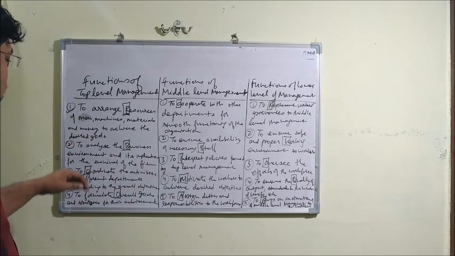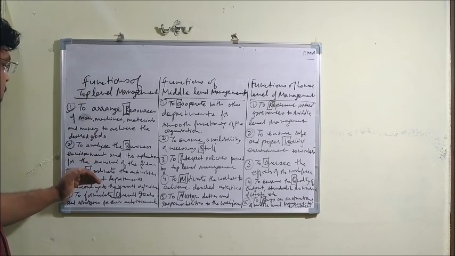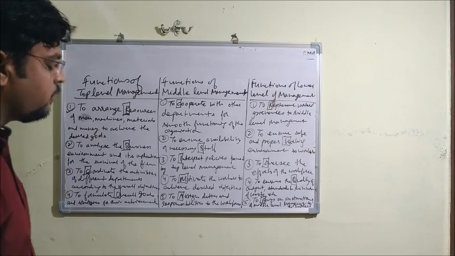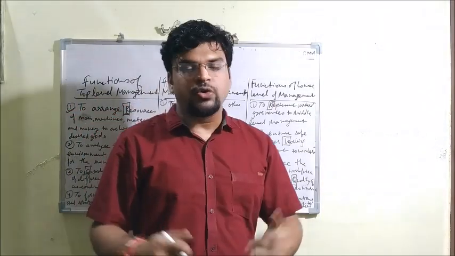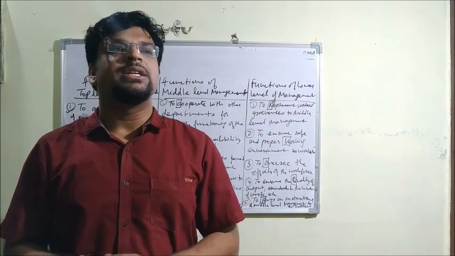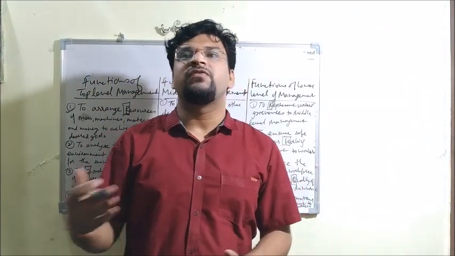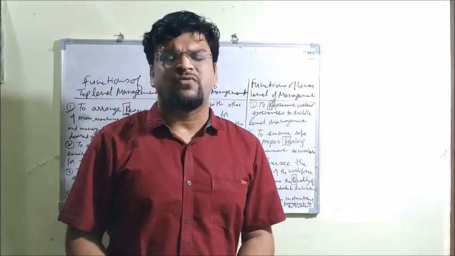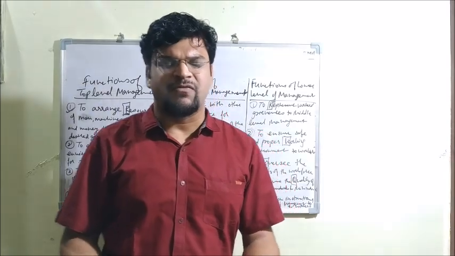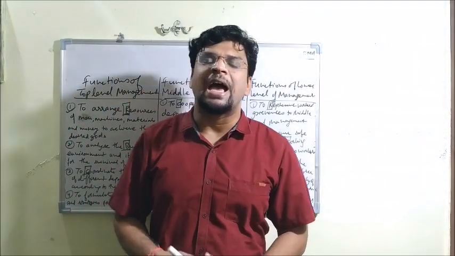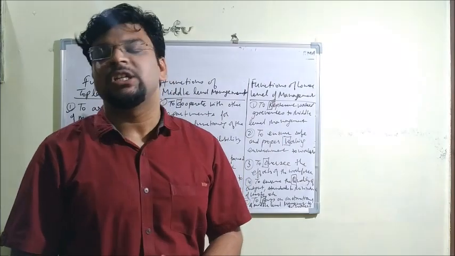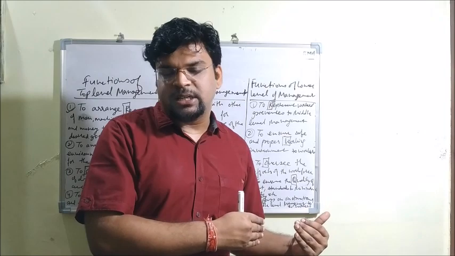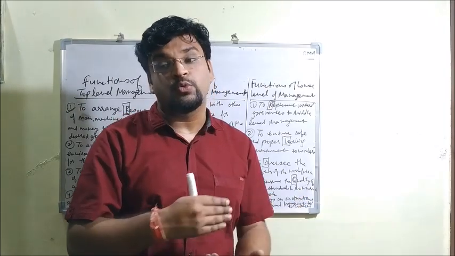Another function of this top level management is to analyze the business environment and its implications for the survival of the firm. Like we have already discussed, an organization is affected by the various factors working in the business environment, like political factors, social factors, economic factors, legal factors. So top level management has to have information about these various factors, and they need to analyze whether these factors are working for the organization as an opportunity or they may prove to be threats.